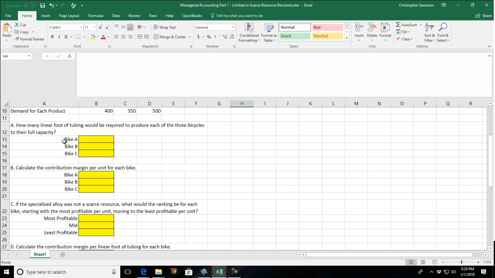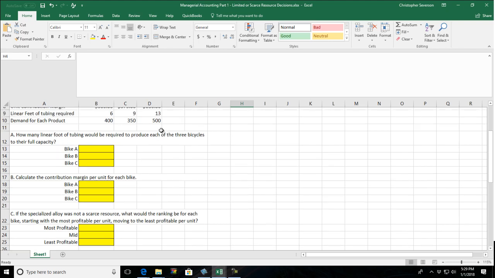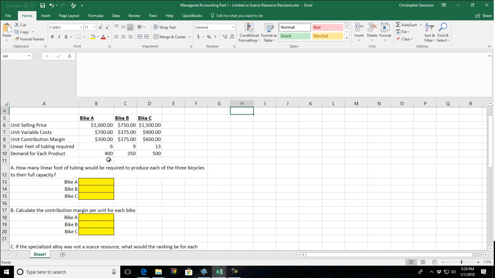Question A. How many linear feet of tubing would be required to produce each of the 3 bicycles to their full capacity? So the linear feet number given to you here is for each individual bike. Now we have a demand for each bike, so all we need to do for A, B, and C is multiply the demanded number of units by the linear feet of tubing required. So for A, it would be 400 times 6, so 2,400. For B, it would be 350 multiplied by 9. And for C, it would be 500 multiplied by 13.